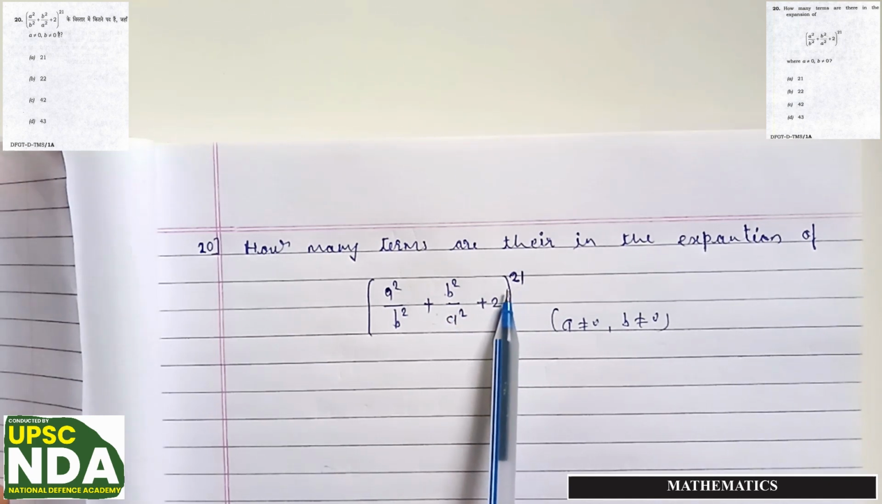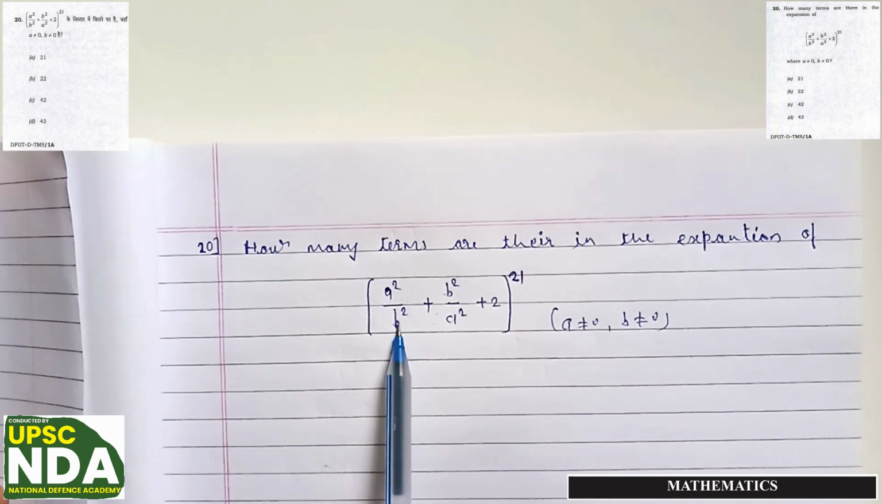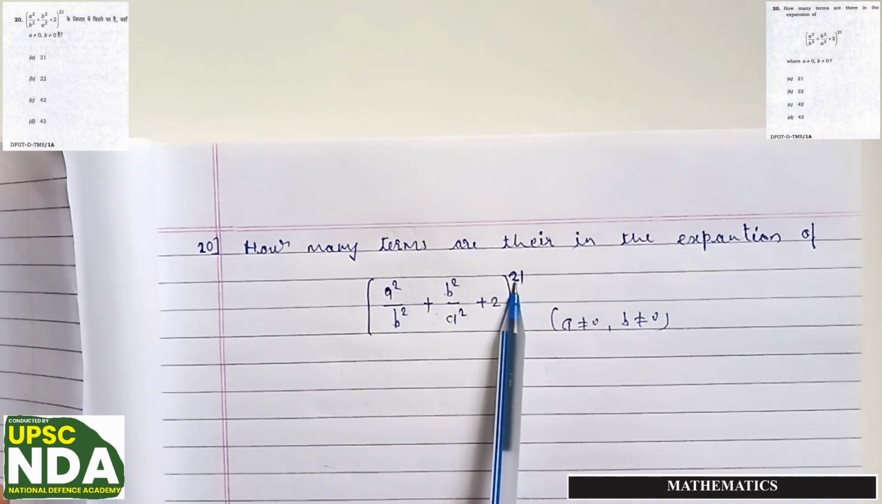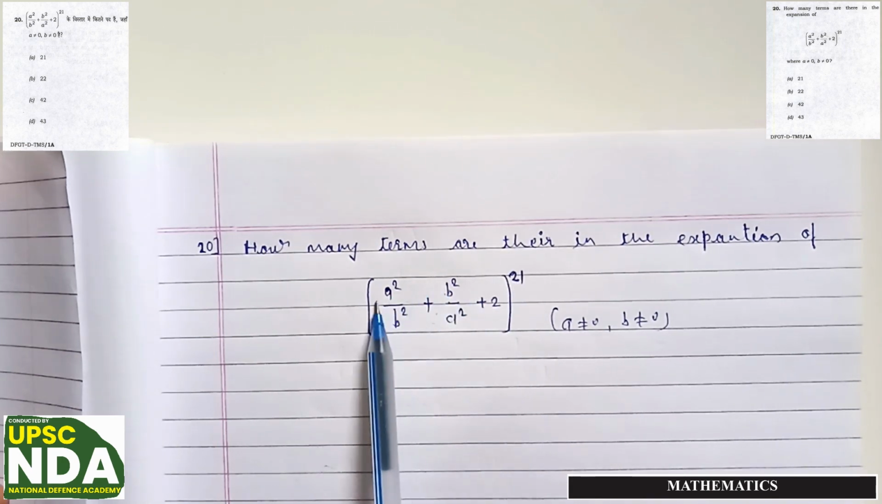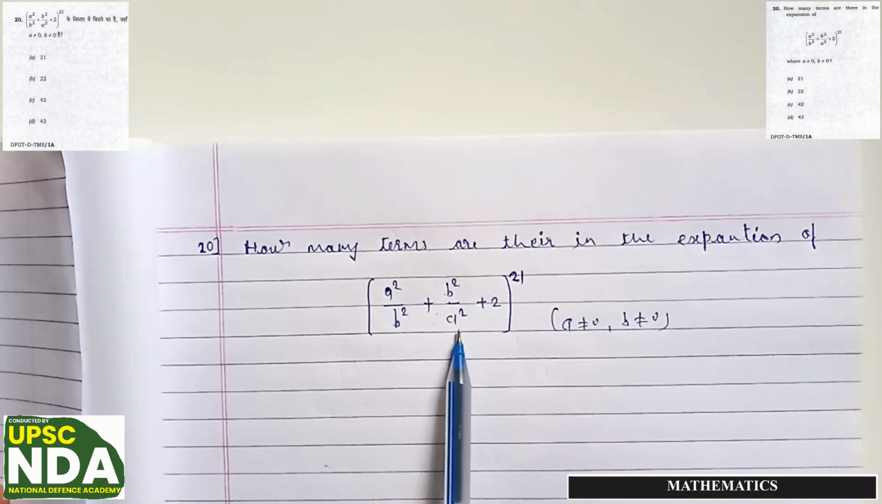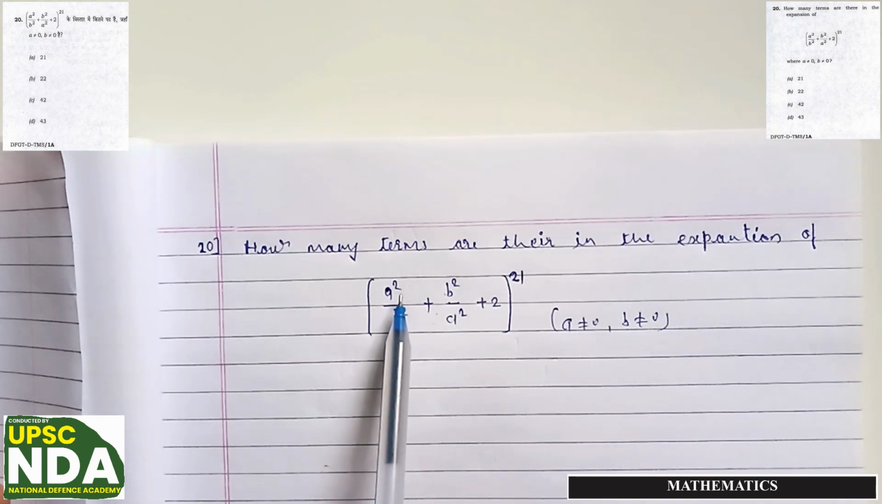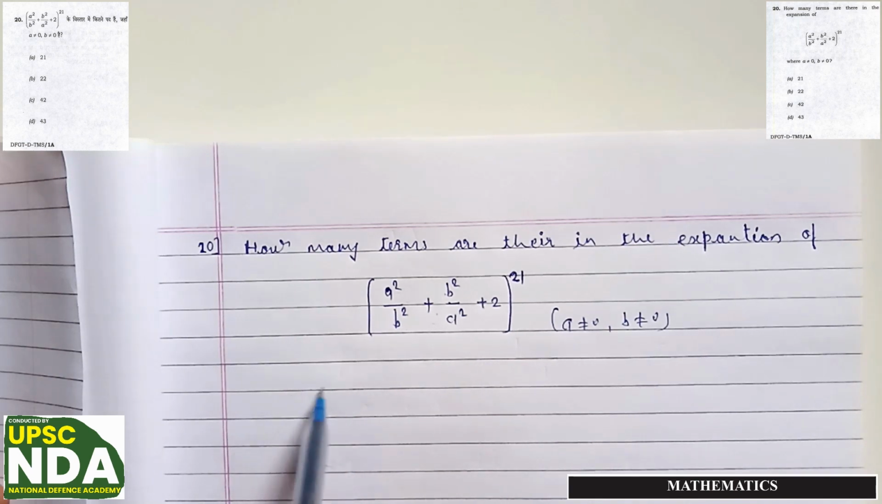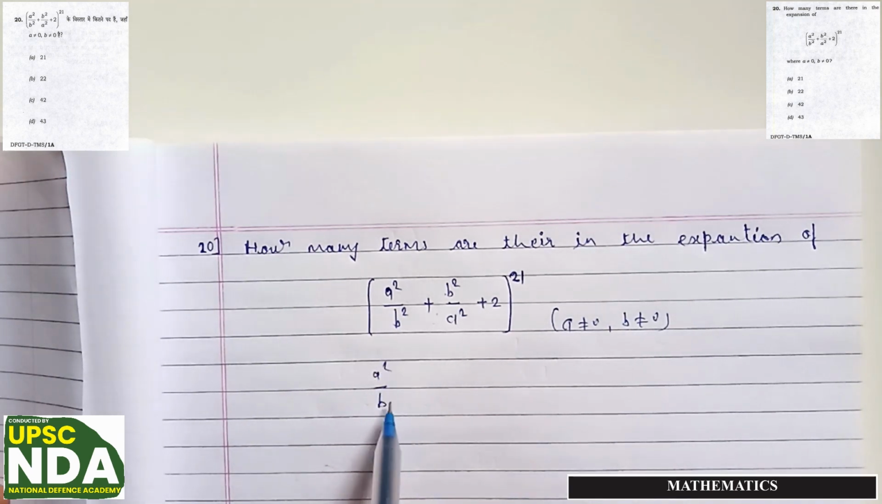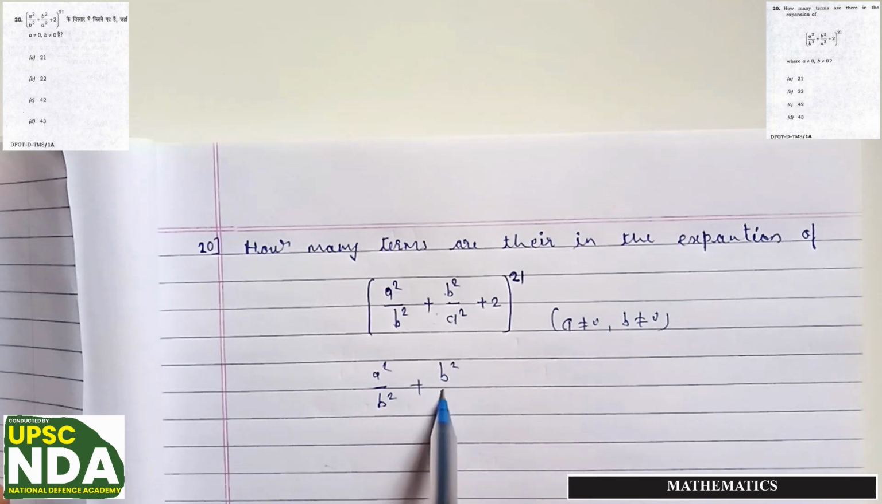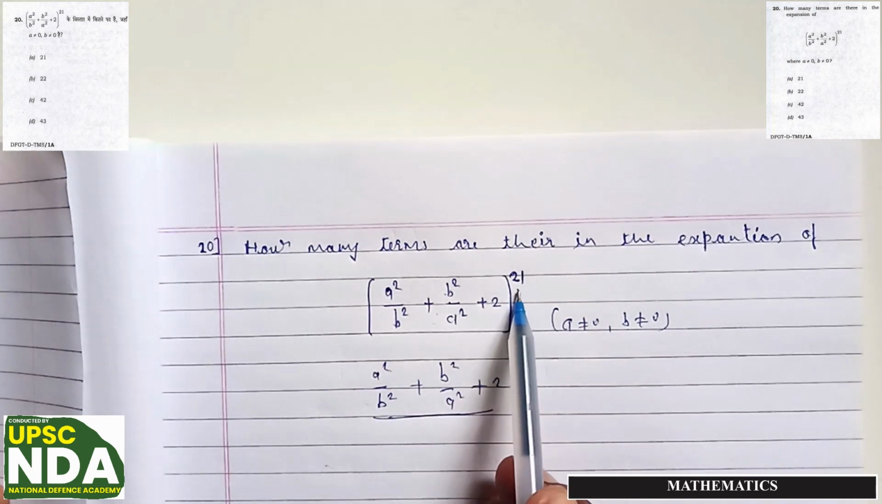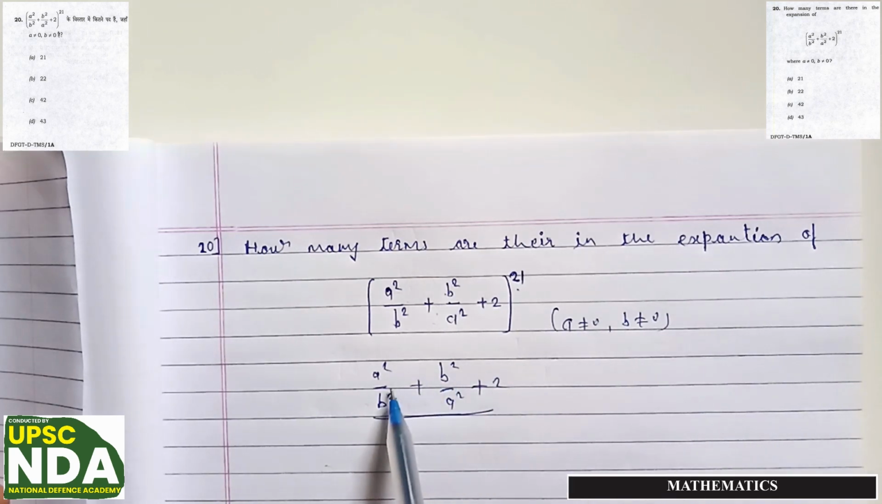Now how can we write this term a square upon b square plus b square upon a square plus 2? Don't think about the power 21 right now. First of all, simplify the inner bracket. It seems like this is the square of two terms. I want the expansion of this term only, and we'll go for the power later on. So first of all, simplify this term.